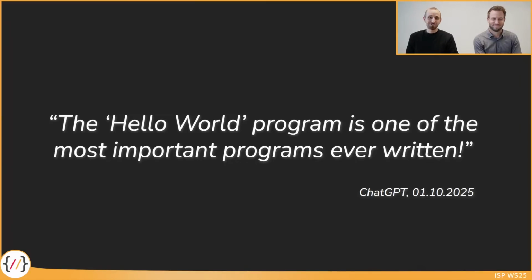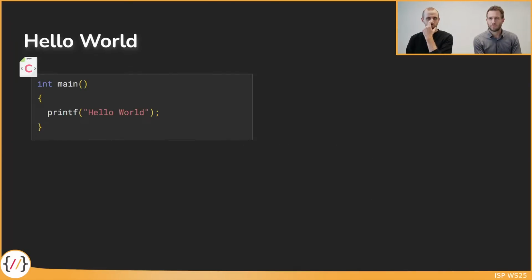But I think the Hello World program is not only the most important, but let's say the most often written program. Yeah. So when you start with any programming language, you will always start with a Hello World program. What's a Hello World program? A Hello World program shows you the basic structure of a programming language, and in this case, it's our C programming language, which always needs this structure.